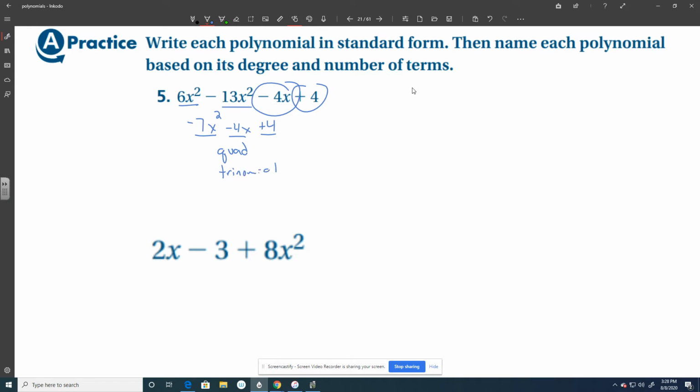All right, similarly, down here, 2x minus 3 plus 8x squared. Nothing can combine together, but I want this 8x squared to go first. And then I want the 2x, so plus 2x. And then I need the minus 3 to come very last. Don't forget to take whatever's in front of the term. You've got to take the sign with it. Now there's a power of 2. So this is a quadratic. And again, there's 1, 2, 3 terms. So we call that a trinomial.